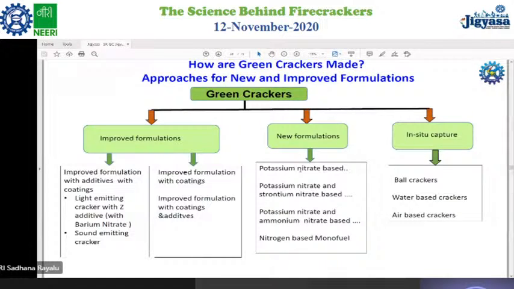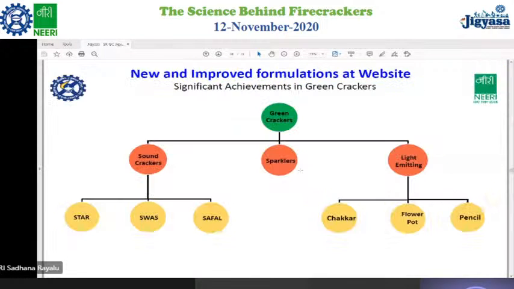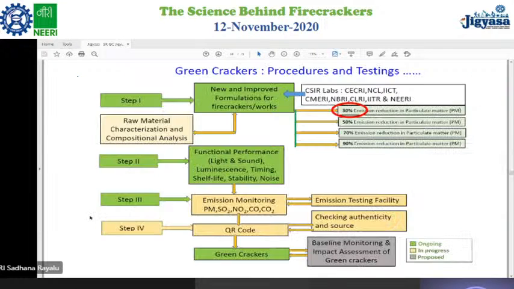In new formulations, we are using new oxidizers, new fuel, and so on. And in situ capture, what are we doing in that? We are giving it a coating inside so that it captures the emissions there only. So we have made different types of sound crackers, sparklers, and light emitting crackers. I do not know how many of you have heard, but this is the brand name which we have given to the different sound emitting crackers developed by our institute: STAR, that is the safe thermite cracker, SWAS, that is safe water releaser cracker, and SAFAL, in which we are using a minimal amount of aluminum.